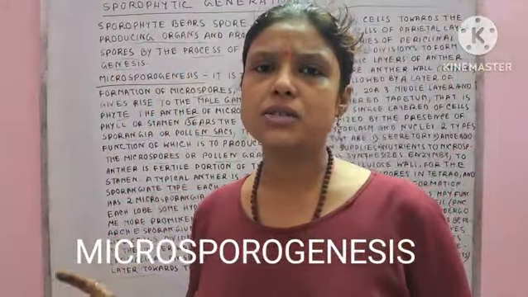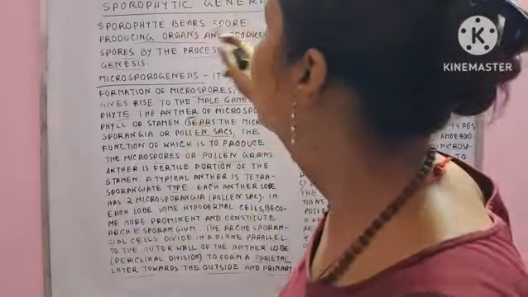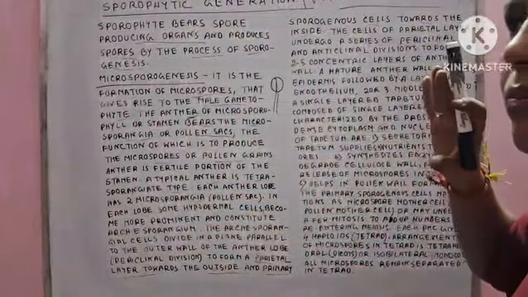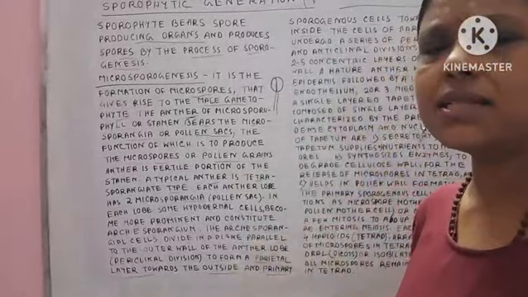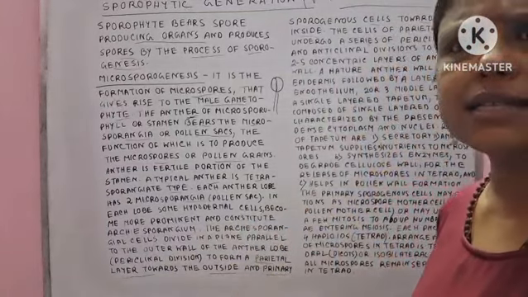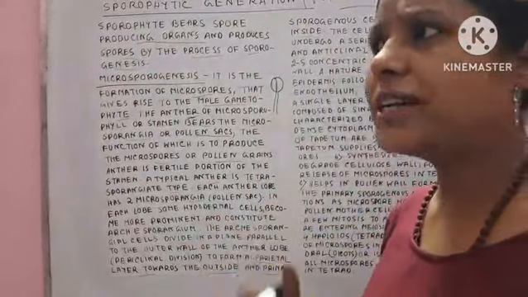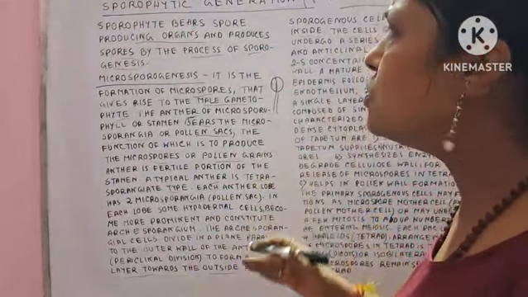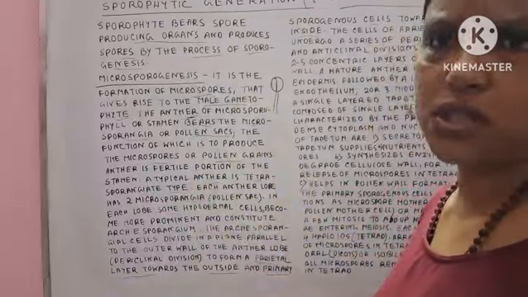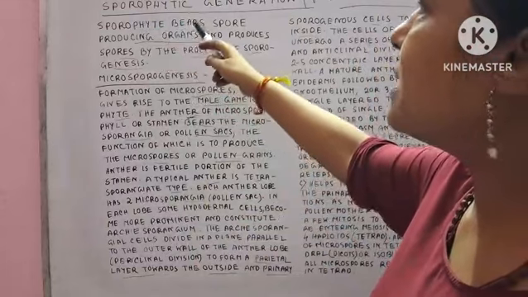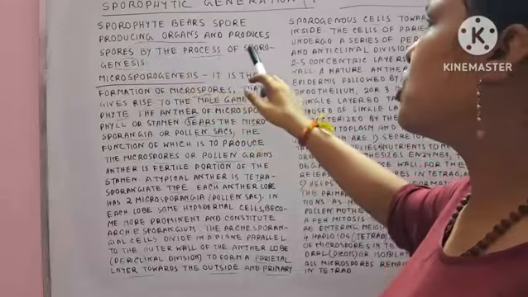The second part is the gametophytic generation, which I have already explained in my channel, so you can check out that one. This sporophytic generation is a type of plant development, or rather one of the two stages. One stage is the sporophytic generation and the other is the gametophytic generation. The sporophytic generation constitutes two phases: one is microsporogenesis and the other is megasporogenesis. Clear? The sporophyte bears the spore-producing organs, and this produces the spores by the process of sporogenesis.